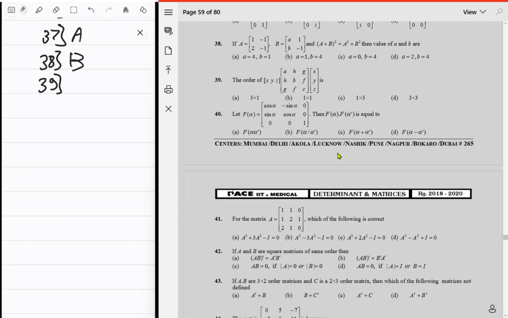Next question. Oh, it's 40, right? We don't actually want 40, we want 39. So 39 is the order of x, y, z. Oh, that's actually a row vector, isn't it? So this box is not actually the determinant. It's just not that.